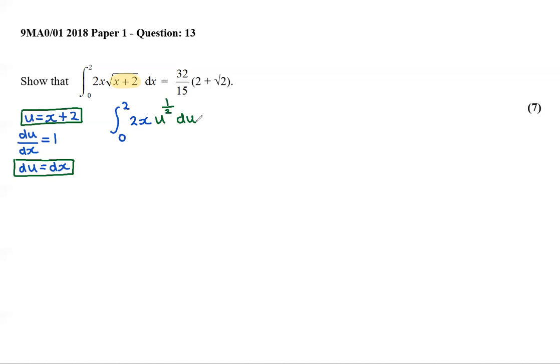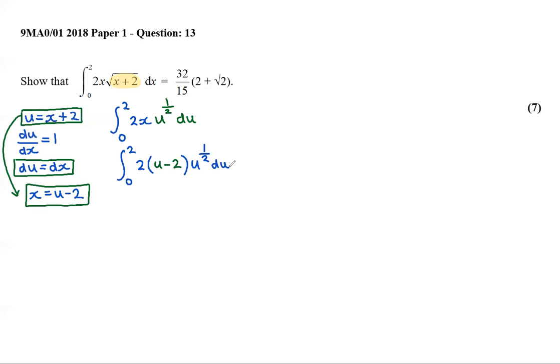I'm going to have to go back to my original substitution and rearrange it. So we're now going to see that x would be equal to u subtract 2. And now I can substitute this in as well for x. So let's do that. So going back to my integrand, I'm going to be integrating x values from 0 to 2. And then it's going to be 2 lots of u subtract 2, and then u to the power 1/2 du.